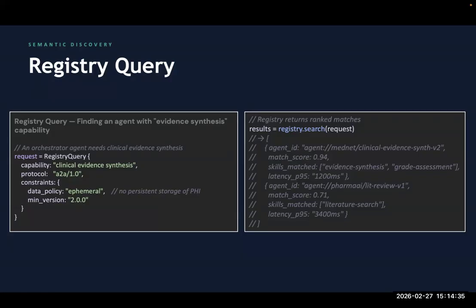On the left there, you see the registry query. You say, what capability do you need? Clinical evidence synthesis. I want them to speak this protocol, and here are some constraints. And then on the right, after you perform that registry search on the request, you might get a list of agents. Here's the agent ID, clinical evidence synthesis agent, the match score, the skills that seem relevant, and so forth.